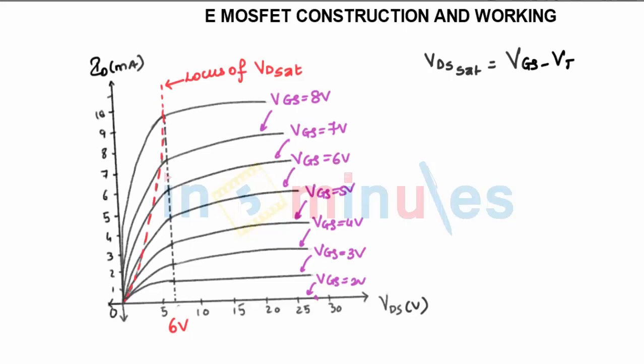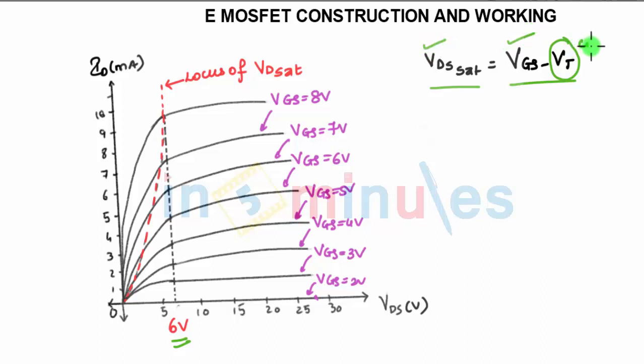Now in this case, if I am considering my VGS as 8 volts, you can say saturation occurs at 6 volts. The saturation level for VDS is related to the level of applied VGS by VDS sat equals VGS minus VT. For a fixed value of VT, the higher the level of VGS, the greater is the saturation level.